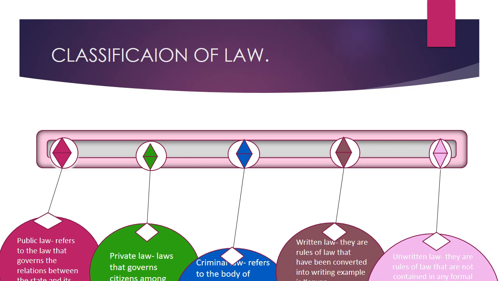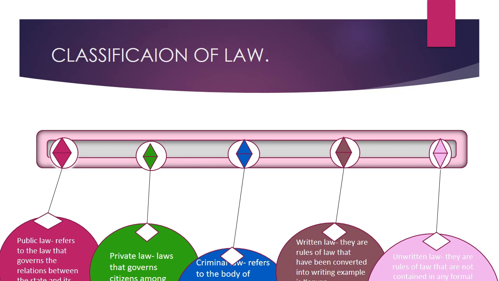Then there is private law. It is law that governs the citizens among themselves. So, these are laws that govern you and me. Then, there is criminal law. Criminal law refers to the system of law that provides guidance for how to punish the criminals.